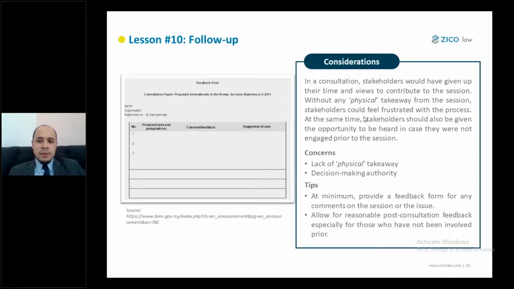Those are the people without authority, because they came in last minute. They don't know the issue. They don't know what to consult on. So they would need to go back and get the input and provide it later on.